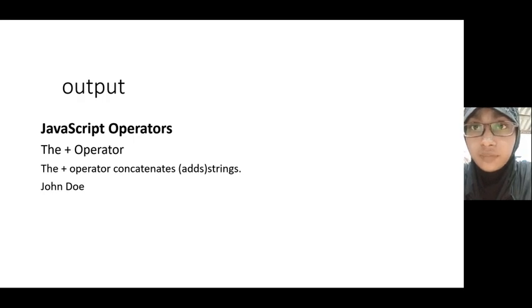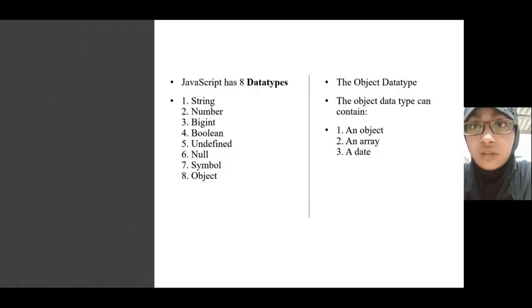So moving on, JavaScript has eight different data types. They are string, number, bigint, boolean, undefined, null, symbol, and object. The object data type can contain an object, an array, and a date.